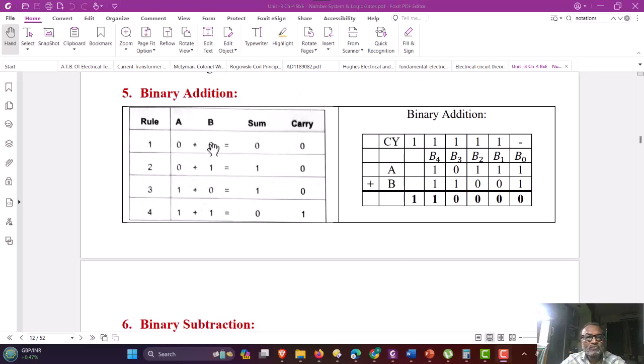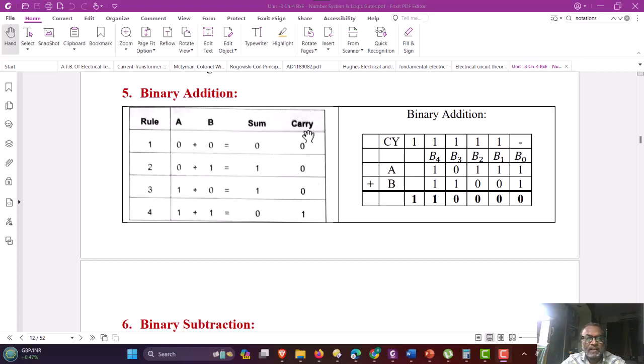Here figure 1 shows a truth table for addition of two binary bits. There are 4 rules. Since there are 2 bits in the addition, 4 combinations exist. For example, number A and number B are the binary numbers. When both the bits are 0, the binary sum will be 0 and carry will be 0. When bit A is 0 and B is 1, then sum is 1, carry is 0.